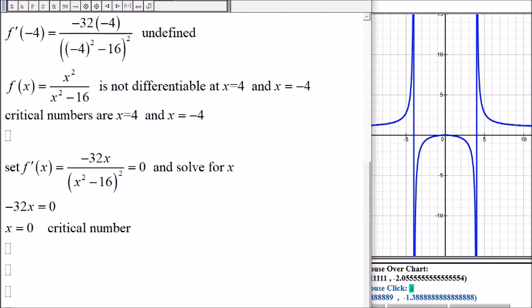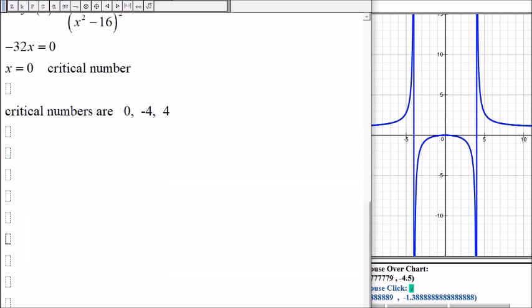So we have three critical numbers: the 0, the negative 4, and the 4. And what we've seen on the graph is this is negative 4, this is 0, and this is 4. And that will help us figure out where the function is increasing and where it's decreasing.